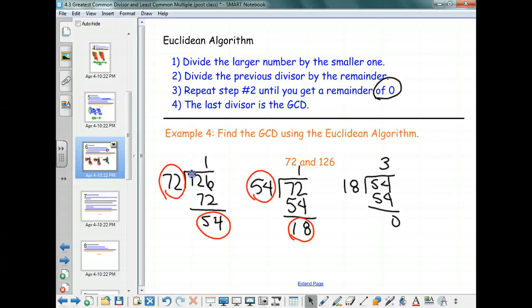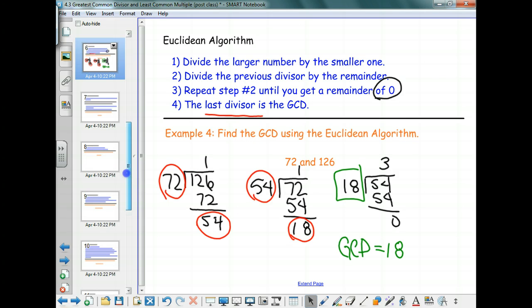And then it tells you the last divisor, that is the last thing that you divided by, is your greatest common divisor. So it's a repeated division step. You're just stepping through division several times, and the last thing that you divide by is your greatest common divisor. That's the Euclidean algorithm. All right, that was our last of the greatest common divisors.